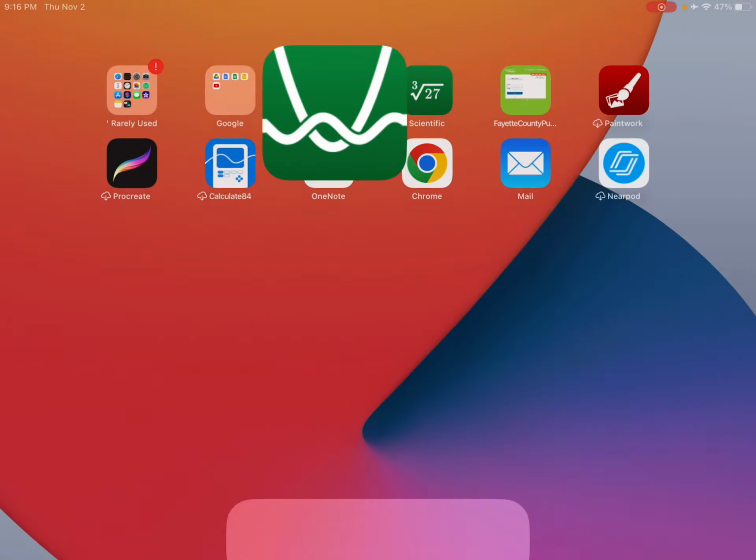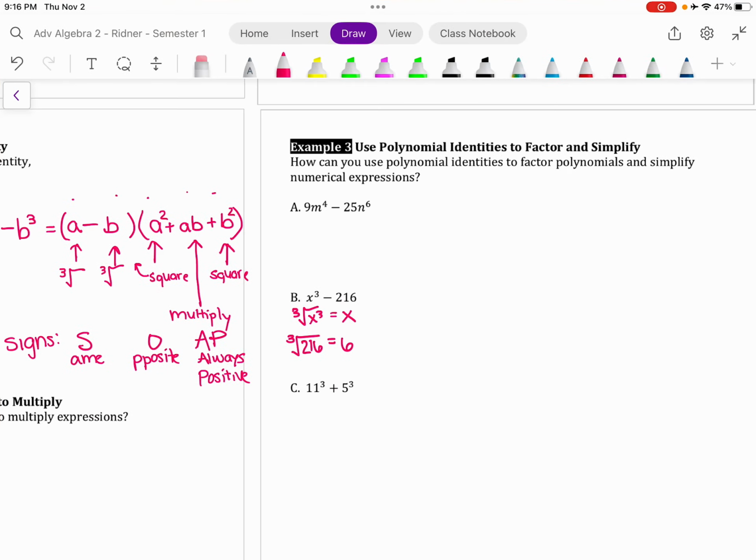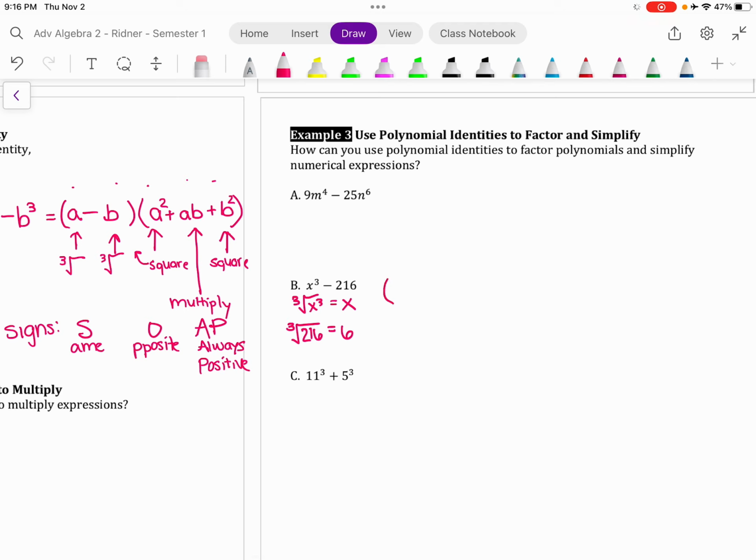Okay. And so now I'm ready to factor. So my binomial is x and 6. Then I square both of those and put them in the front and back. Careful, don't just write 6 squared. 6 squared is 36. So write that number down. And then in the middle is 6x because that's what x times 6 is. Now I apply SOAP. Minus for the same, plus for the opposite, and then always positive. Now I have completed factored form.